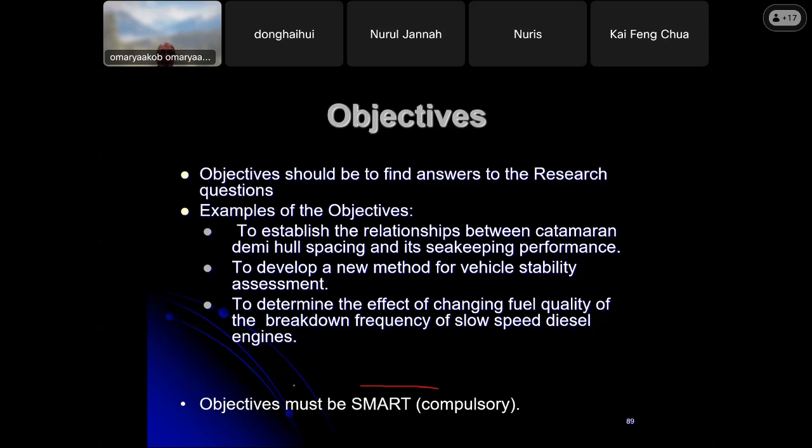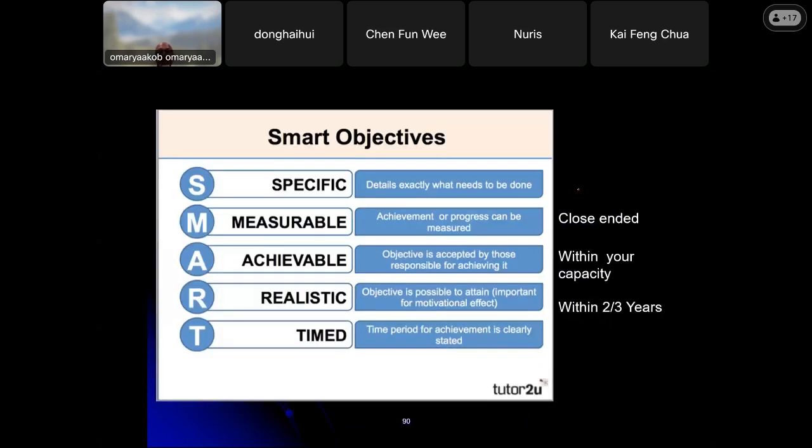But one thing that is important is that the objectives must be SMART. Compulsory, must be SMART. What do we mean by SMART? Has anybody heard of SMART objectives? Anybody? Yes, Prof. Yeah, what is it? Specific, measurable, achievable. Okay, don't worry, here it is. It's specific, measurable, achievable, realistic, time.